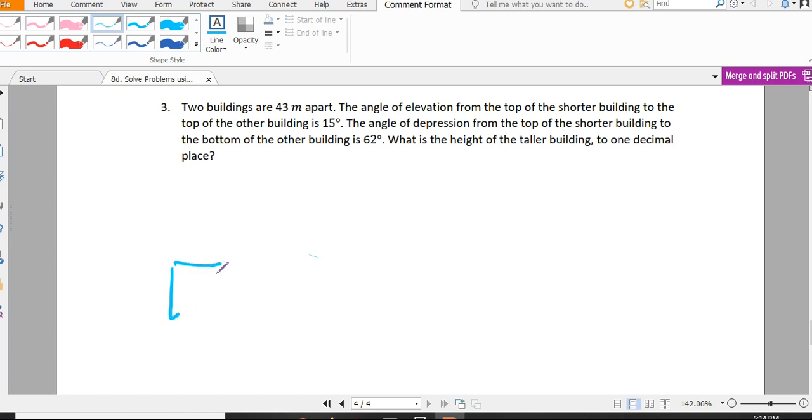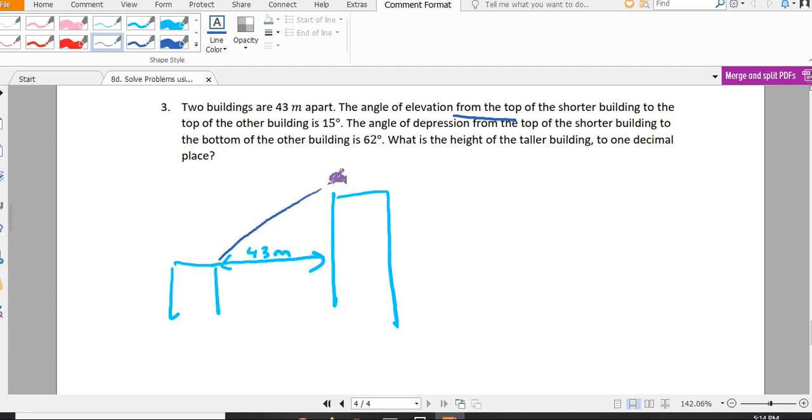So we've got two buildings. They are 43 meters apart, so here's 43 meters. The angle of elevation from the top of the shorter building to the top of the other building is 15 degrees, so it's 15 here. Okay. And the angle of depression from the top of the shorter building to the bottom of the other building is 62. What is the height of the taller building?